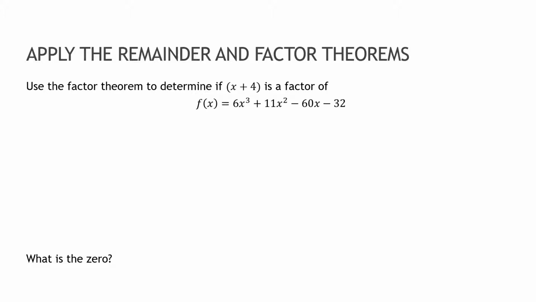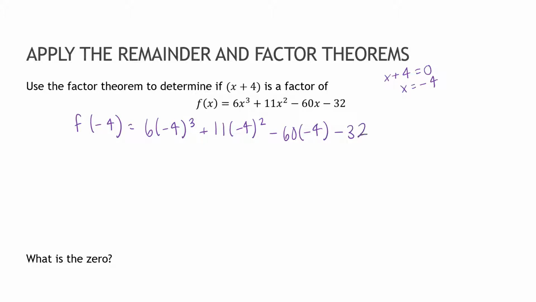This one says use the factor theorem to determine if x plus 4 is a factor of the polynomial given. So first thing I'm going to do is say x plus 4 equals 0 means I'm going to plug in negative 4. So I'm going to take f of negative 4, which means 6 times negative 4 to the third plus 11 times negative 4 squared minus 60 times negative 4 minus 32. Time to get your calculators out. My first term is negative 384 plus 11 times negative 4 squared is 176. Negative 60 times negative 4 is positive 240 minus 32. Now I'm going to take negative 384 plus 176 plus 240 minus 32, and I end up with 0.